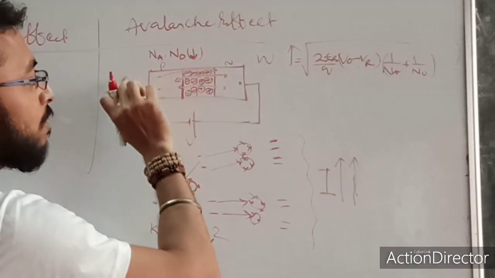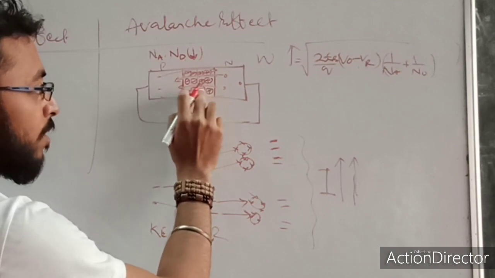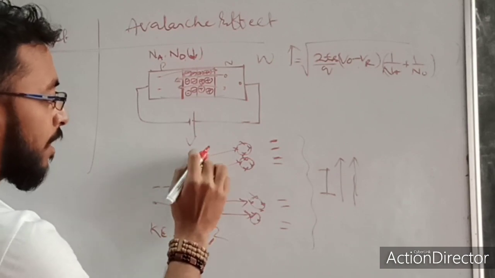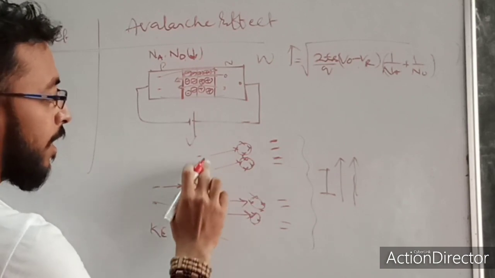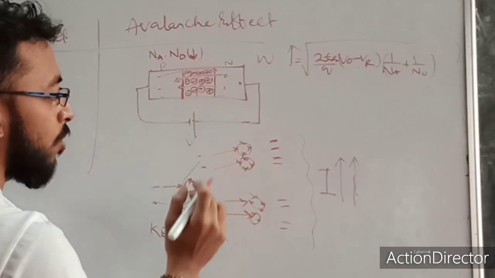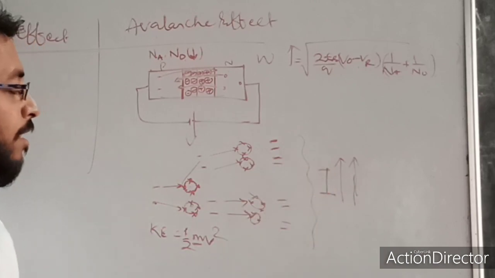When these electrons move to the n side, they collide with the bound atoms that are present over there. With that much energy they collide and create more electrons. Again, while they are moving through this depletion region, they again create more electrons. In this way, they create many more electrons at the end.